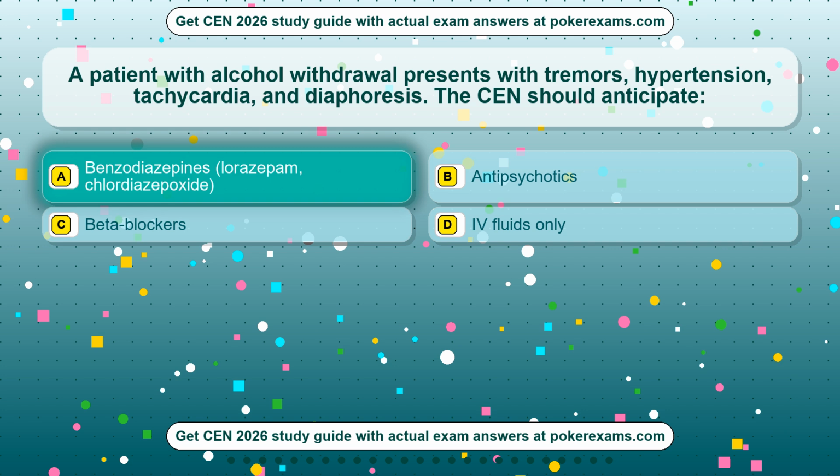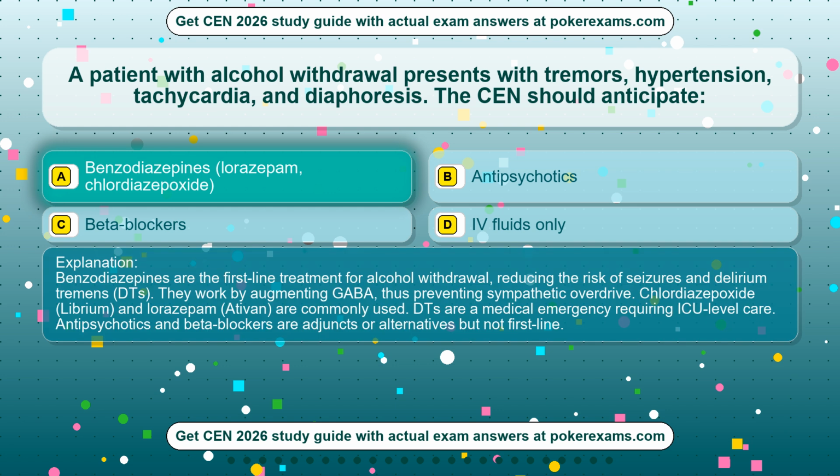Benzodiazepines, lorazepam, chlordiazepoxide. Benzodiazepines are the first-line treatment for alcohol withdrawal, reducing the risk of seizures and delirium tremens, DTs. They work by augmenting GABA, thus preventing sympathetic overdrive. Chlordiazepoxide, Librium, and lorazepam, Ativan, are commonly used. DTs are a medical emergency requiring ICU-level care. Antipsychotics and beta blockers are adjuncts or alternatives but not first-line.